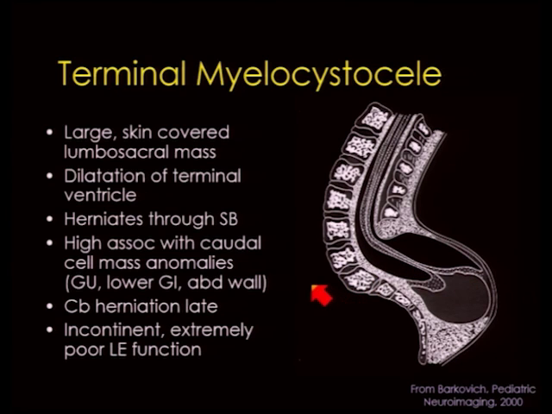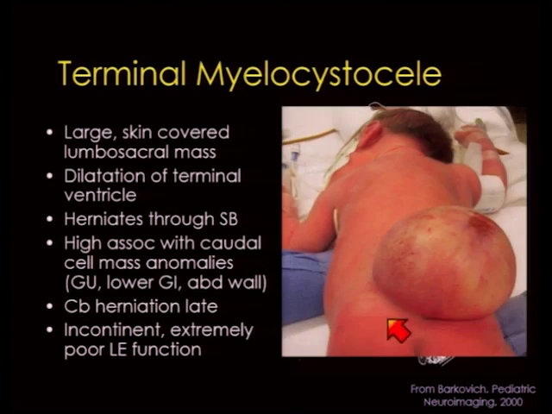Note that there's a high association with other abnormalities of lesions derived from the caudal cell mass, so we commonly see these in association with lower GI abnormalities, lower GU abnormalities, anterior abdominal wall abnormalities. You may see some tightness of the posterior fossa because you get a one-way valve effect with these things where the CSF goes into the cyst, dilates it up, and you lose supratentorial and infratentorial subarachnoid spaces, because you can see in this clinical example how large they can be at presentation.